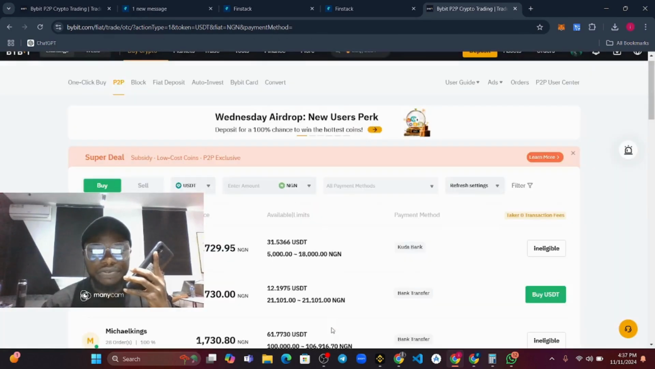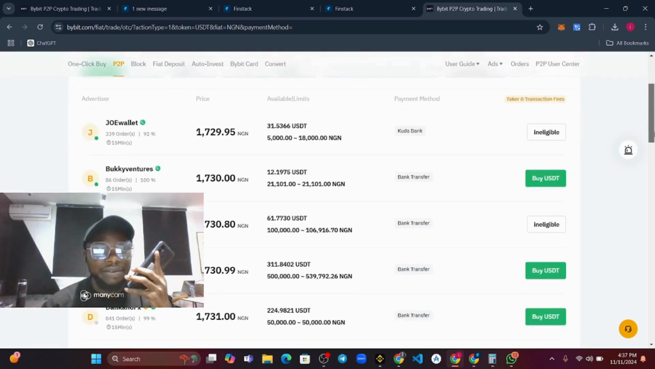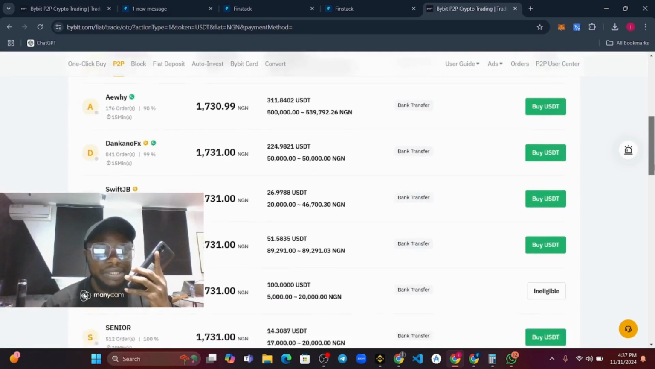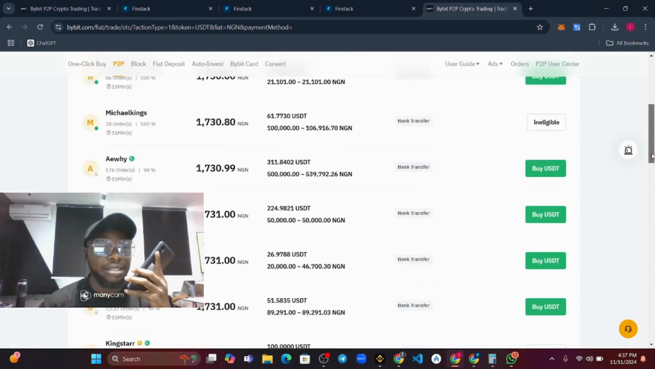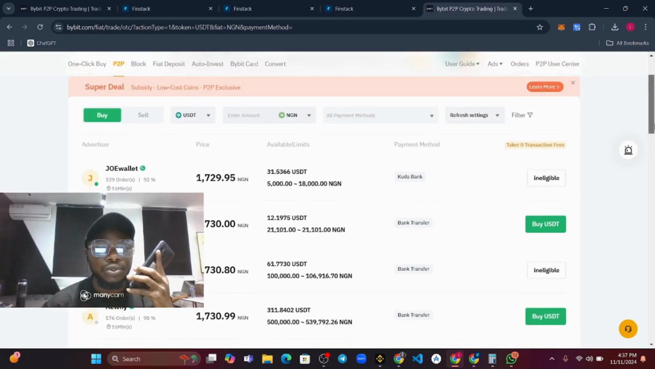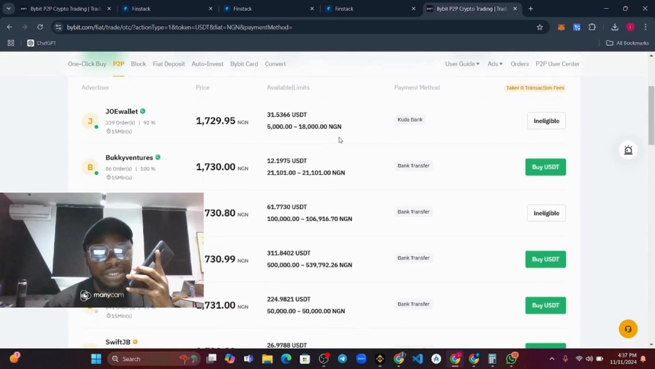Okay, so the current rate on Bybit is about 1,730. Some persons are selling at 1,731. Earlier on, it was like 1,732 and so on. So if you're buying, the difference is like 3 to 4, 5 naira. So now, if you're selling to Finstack, you're selling at the rate of maybe 1,725 or 1,724, depending on the market rate.